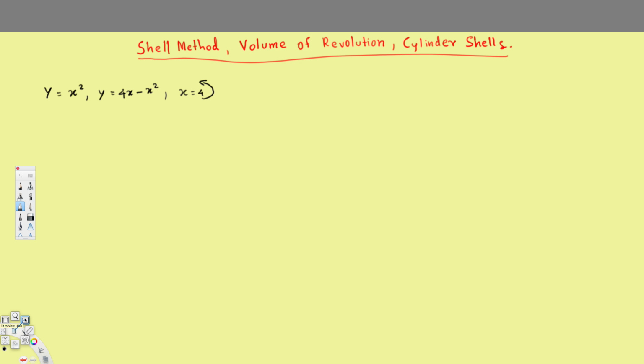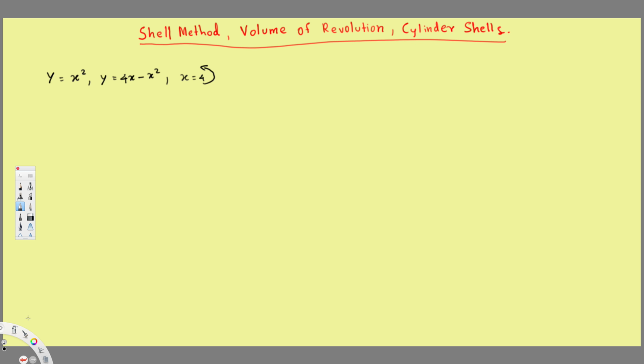Let's do this problem right here. The question is asking to find the volume of the region that's bounded by these two curves right here, and it's rotating around x is equal to 4. And let's see how we can draw this picture. First, we have to draw the graph, right? So let's draw the graph first.